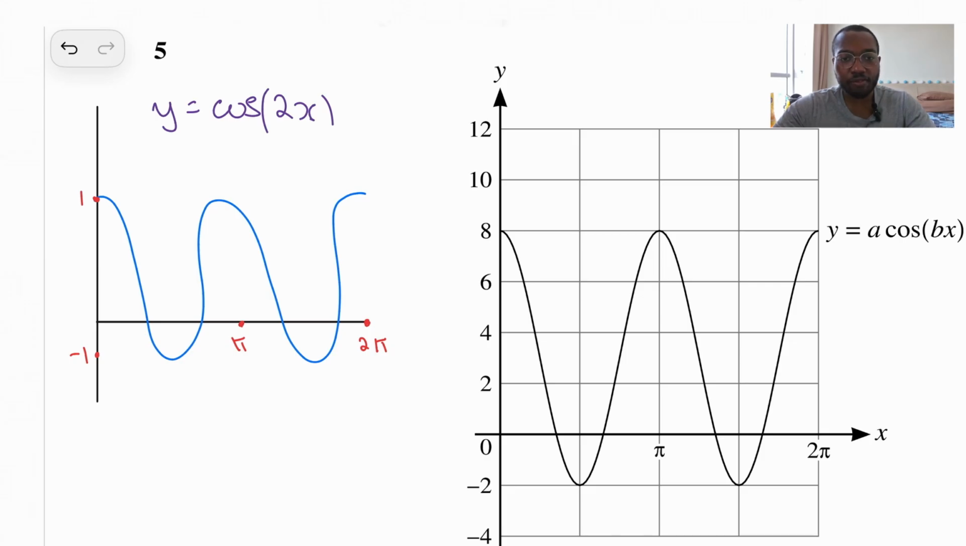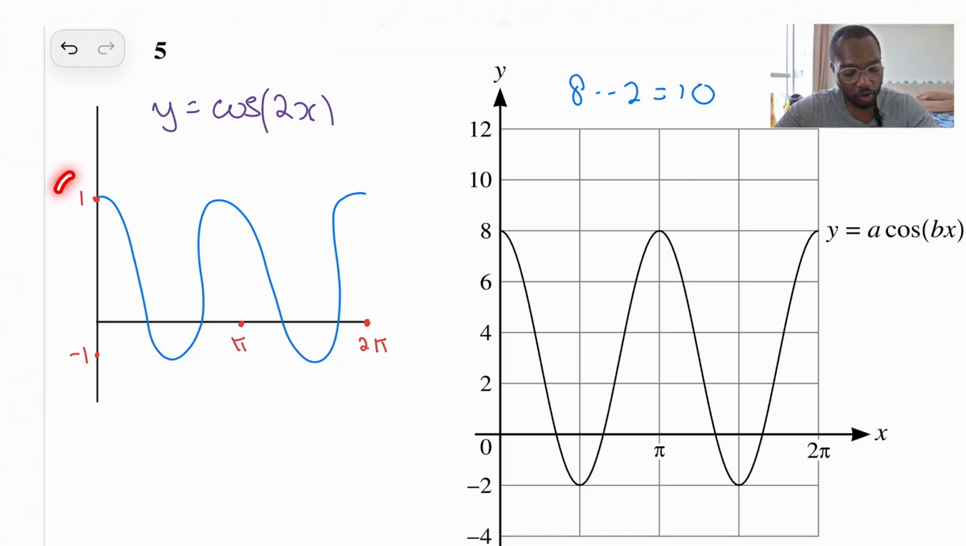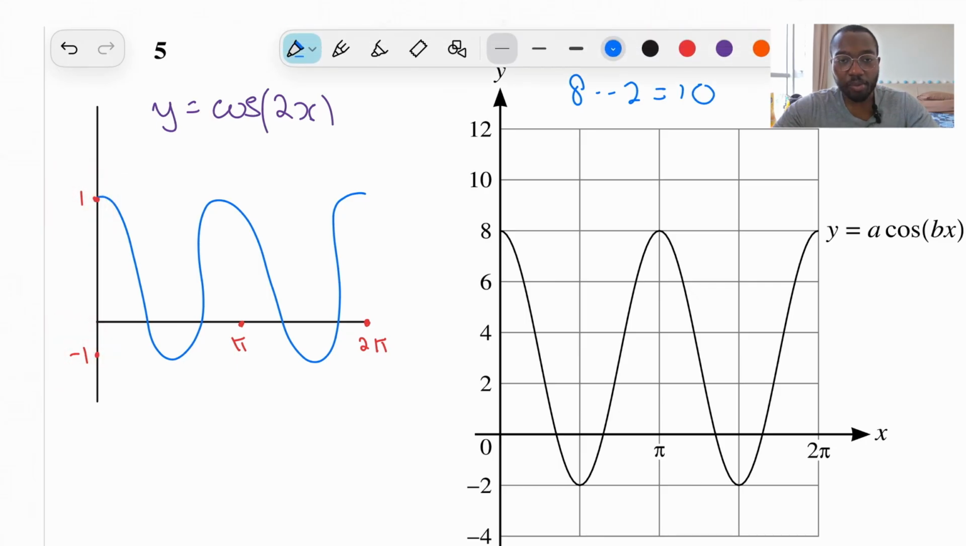Now that's all we need to figure out. So how can we figure that out? Well, if you look at 8 and minus 2, that is a difference of 10. So we know that in our y values there has to be a difference of 10. Right now, in y equals cos 2x, we only have 1 and minus 1, which is a difference of 2. But we know that we need a difference of 10.